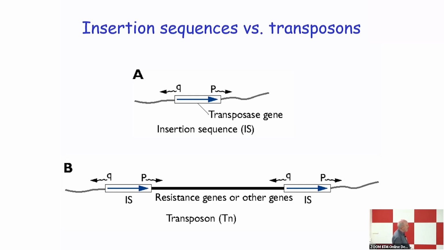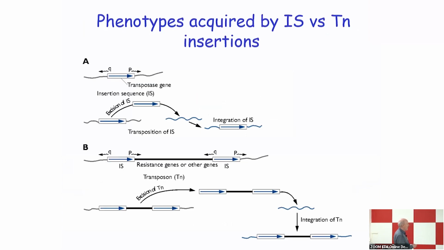But then occasionally it happens that two insertion sequences might be flanking something in between, okay? And then the so-called transposase that is encoded by one of them recognizes not the end of the same insertion sequence, but the end of the other. Therefore, the entire segment can jump from one place to the other. And what you have in this case is what is called a transposon, okay? So a transposon is always formed by intervening DNA that is flanked by insertion sequences.